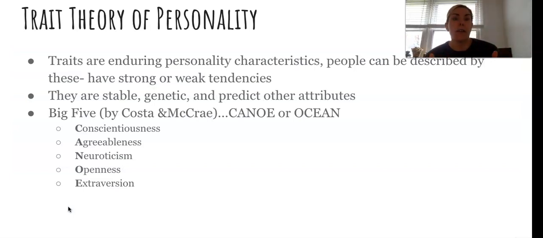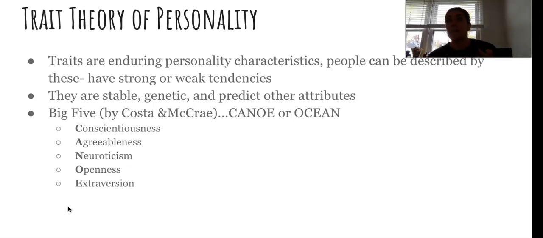Okay, and then the trait theory, that basically says that your personality characteristics, you have these traits, and that they're strong or they're weak tendencies, and they're stable, they're genetic, and they just don't change. That's how the trait theorists describe your personality. So it doesn't mean it's right or wrong, it's just how they describe your personality. And they have that big five. So remember our mnemonic, the canoe or the ocean. So the big five is conscientiousness, agreeableness, neuroticism, openness, and extroversion. So they feel like those traits are how they define our personality.